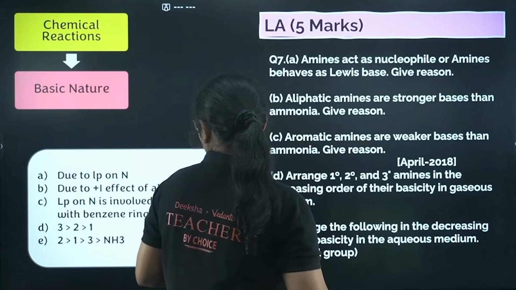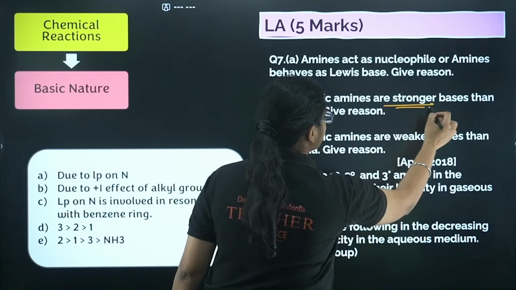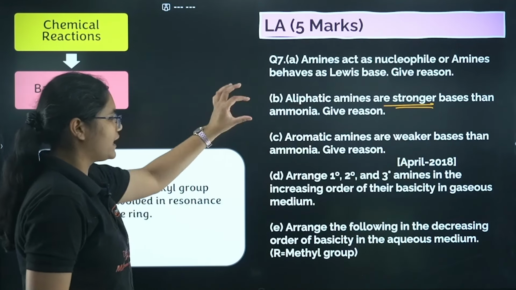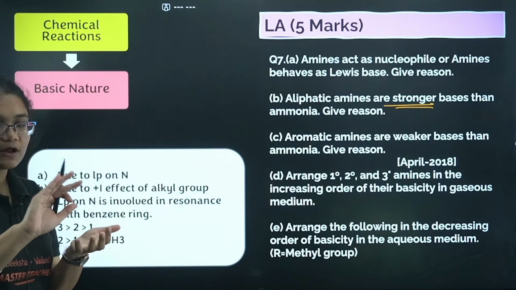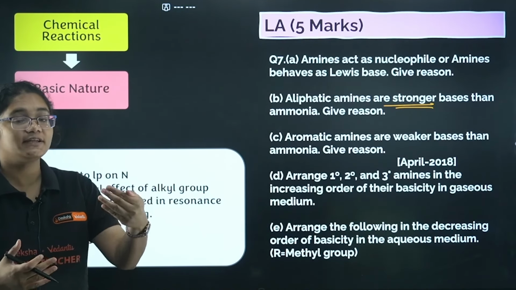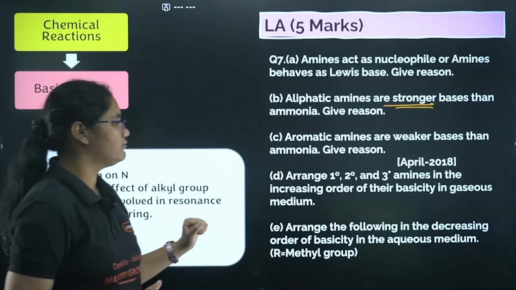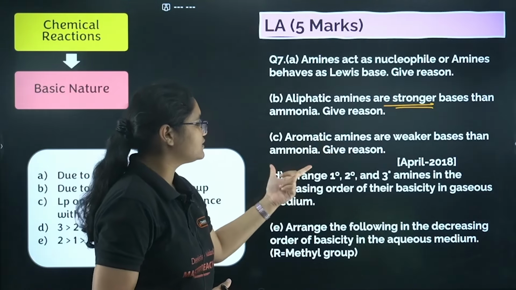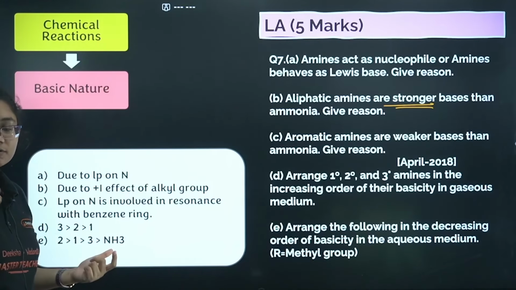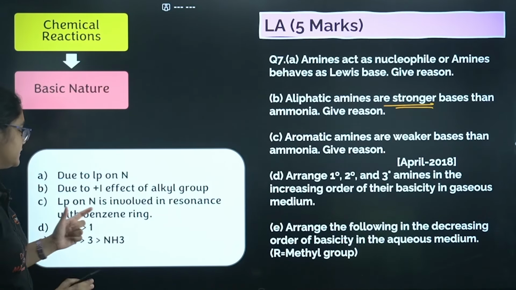Aliphatic amines are stronger bases than ammonia, yes. So in aliphatic amine, there is an R group. This R group can donate electrons to the nitrogen, increasing the electron density on the nitrogen and increasing the basicity of the aliphatic amines. Aromatic amines are weaker bases than ammonia, yes, because in aromatic amines, the lone pair of nitrogen is involved in resonance.